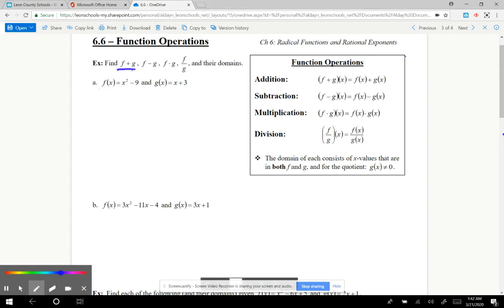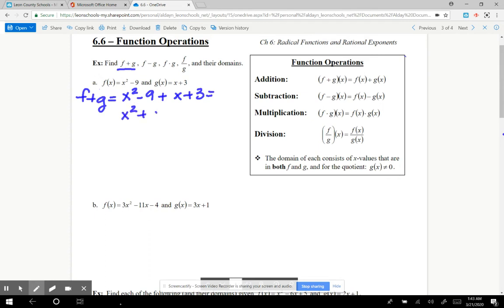So we're going to start with this one first. F of x plus g of x. So we're going to do x squared minus 9 plus x plus 3. Now all you have to do is combine like terms and put them in descending order. So x squared is first, plus x, and then negative 9 and 3 make negative 6. So that's your answer for that: x squared plus x minus 6.